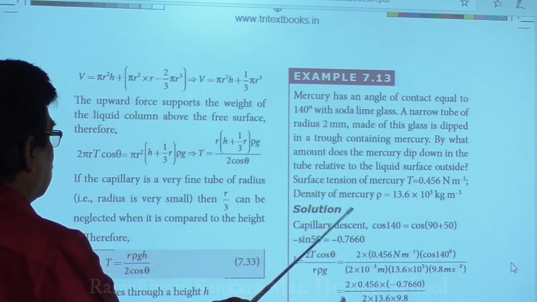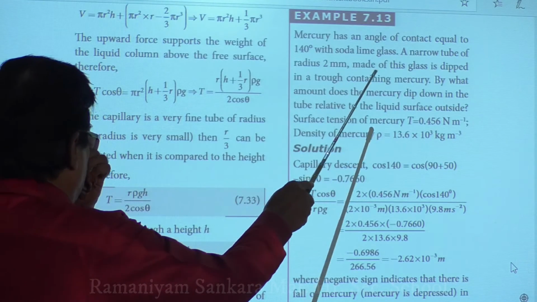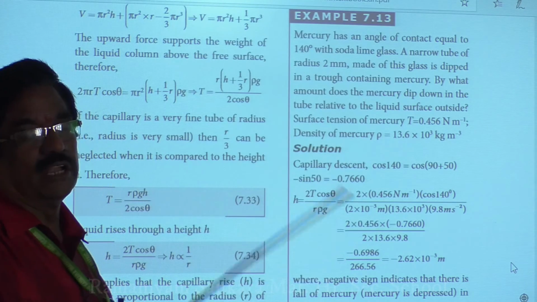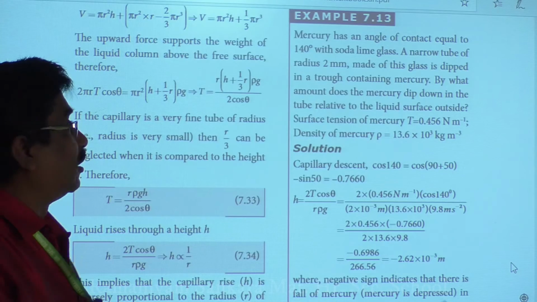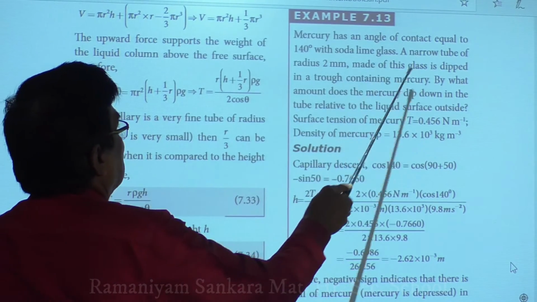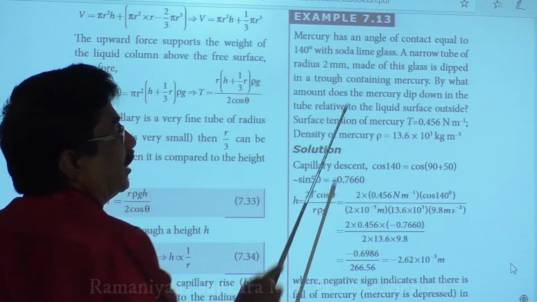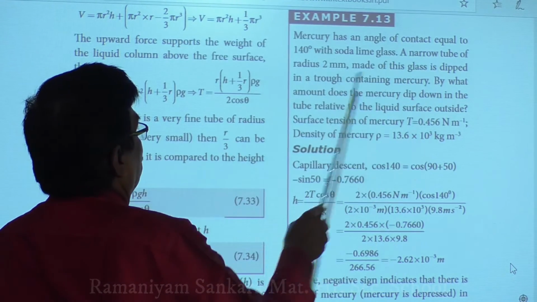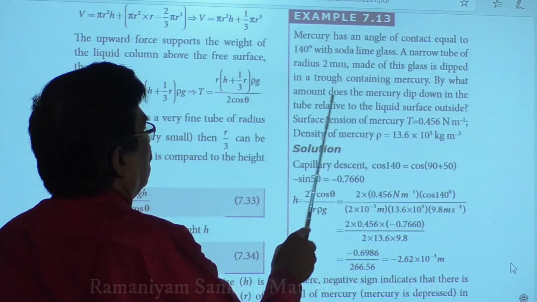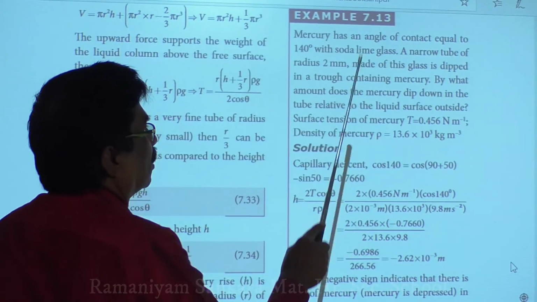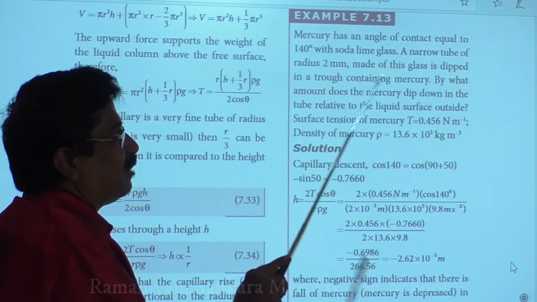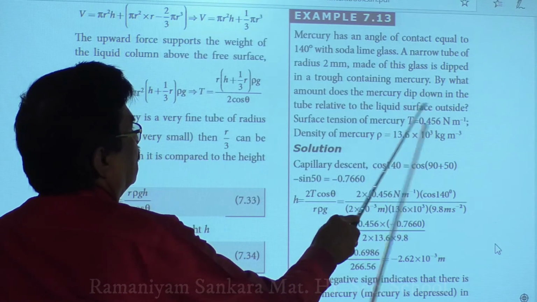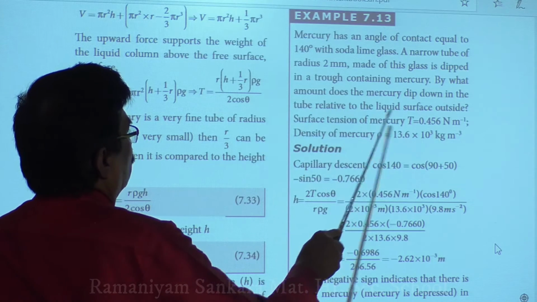The next one is a 3-mark question. Mercury has an angle of contact equal to 140 degrees. From this we can easily understand that 140 degrees is greater than 90, an obtuse angle. With soda lime glass, a narrow tube of radius 2 millimeter, convert millimeters to meter, 10 power minus 3 meter, made of this glass, is dipped in a trough containing mercury. By what amount does the mercury dip down? This is the mercury surface going down in the capillary tube, the depth in the tube relative to the liquid surface.